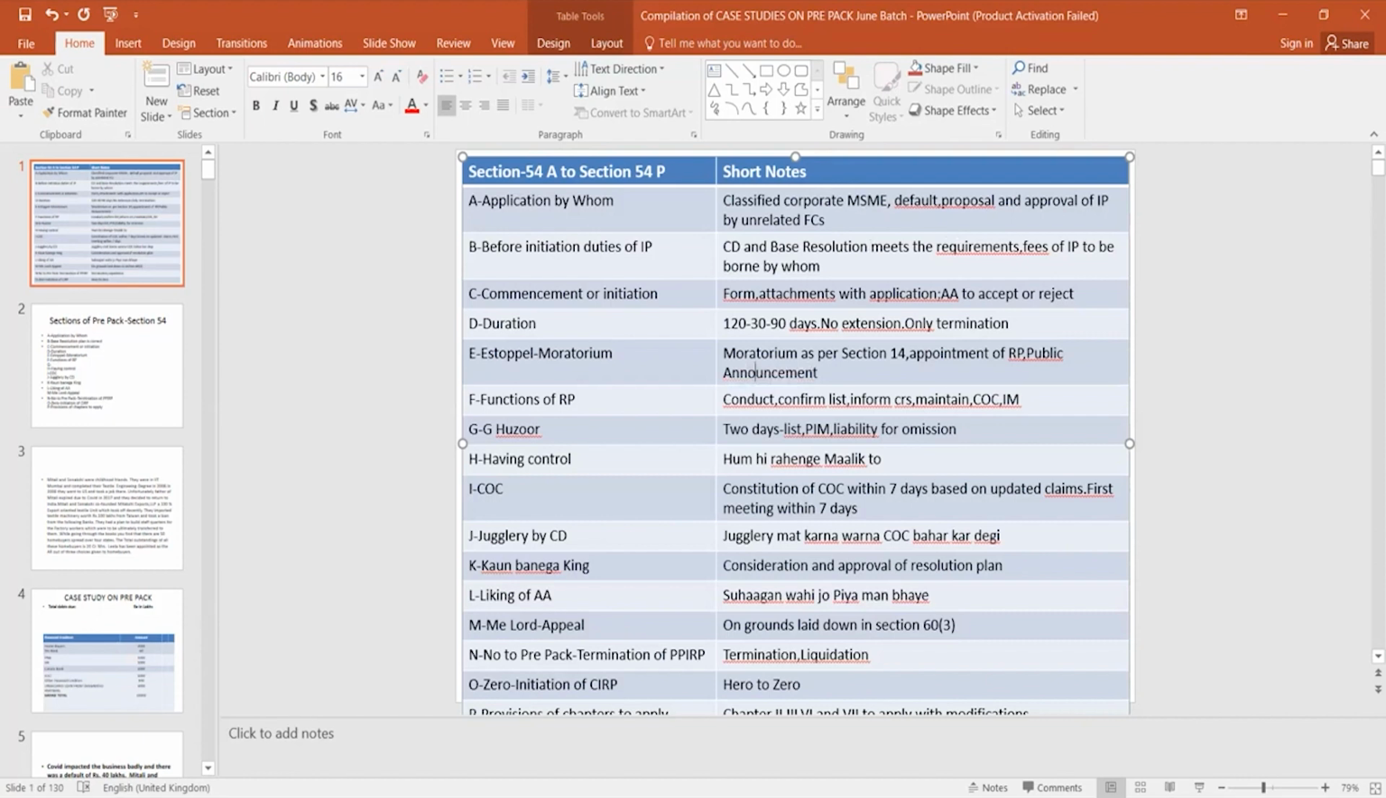Now 54F talks of functions of RP. So what are the functions of RP? He will conduct the process. He will confirm as per the list which is given by the CD. He will inform the creditors of their claims. He will maintain an updated list of claims, and then he will constitute the COC, and then he will prepare the information memorandum. So these are some of the functions of RP.